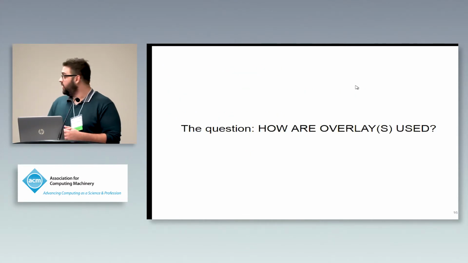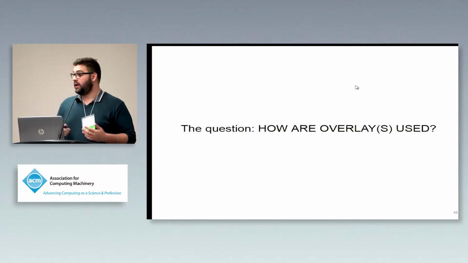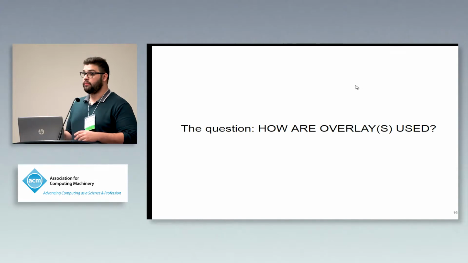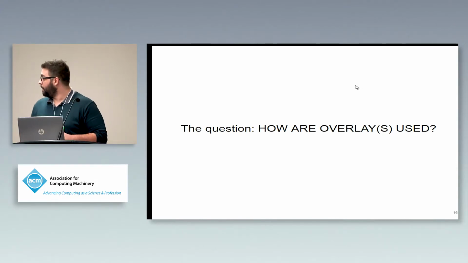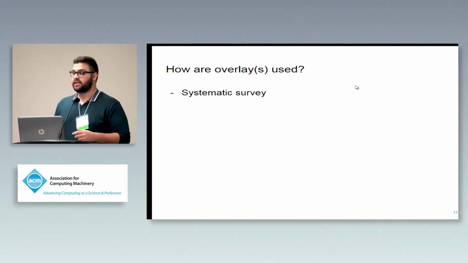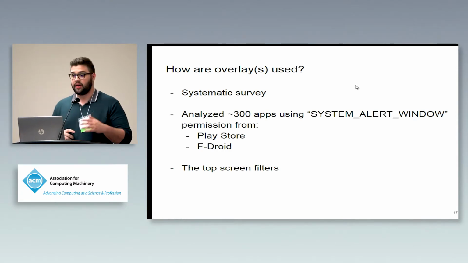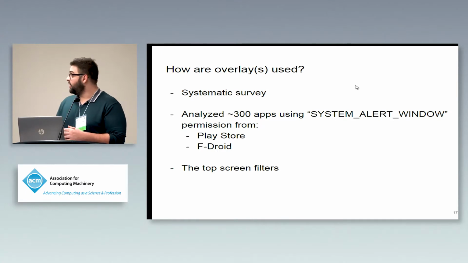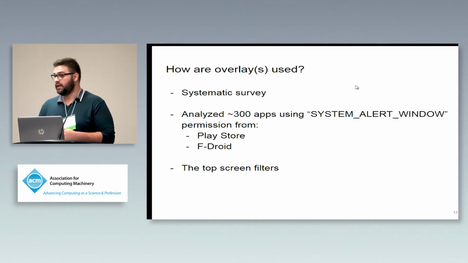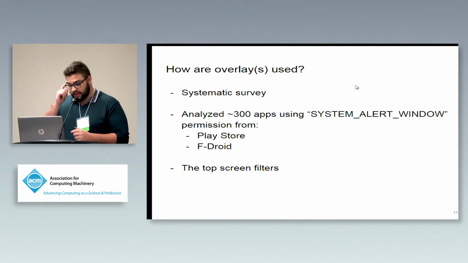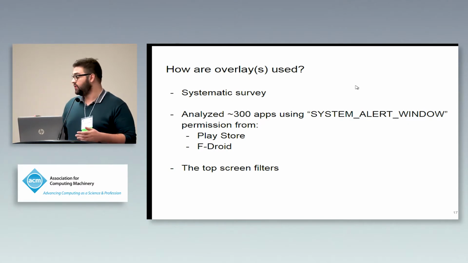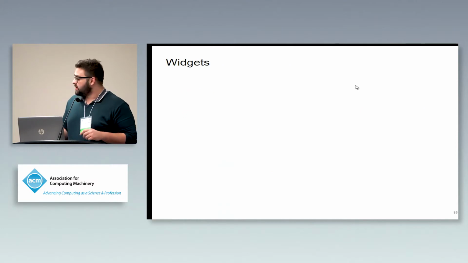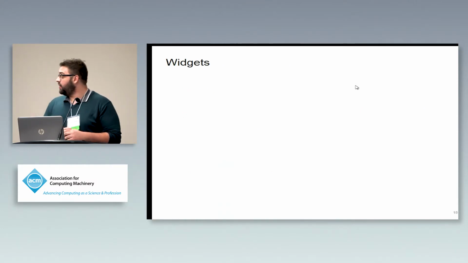So the next thing we did was try to understand how overlays are used by good applications and try to understand if it's possible to differentiate them from the malicious ones. To do so, we did a systematic survey where we analyzed around 300 applications declaring the system alert window permission, and we downloaded those applications from both the official Google Play Store and F-Droid. And we also downloaded a lot of these screen filter applications, which we saw are the root cause of this usability problem. So we were able to identify two main categories.